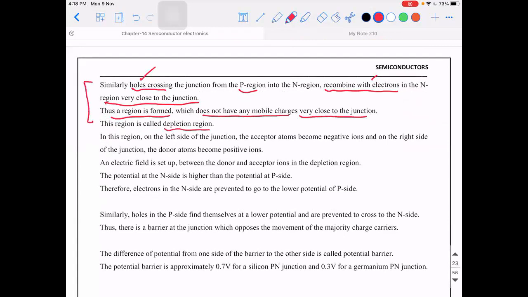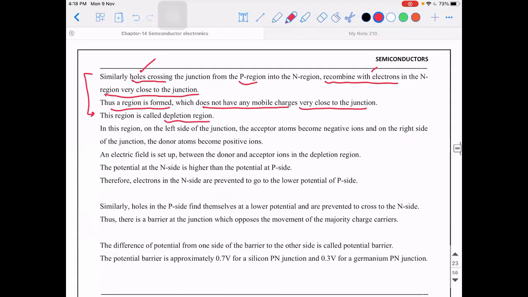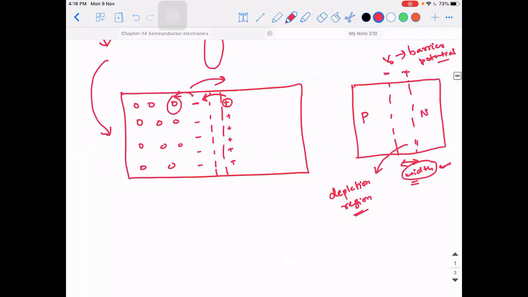The actual story is not given here. The electrons which are actually crossing the barrier itself are acting as a resistive force for the further electrons to move. So it is creating a barrier by itself. And that region is what is called the depletion region. In this region, on the left side of the junction, the acceptor atoms become negative ions. On the right side, the donor atoms become positive ions. That's what I have written here. Left side becomes negative and the right side becomes positive.